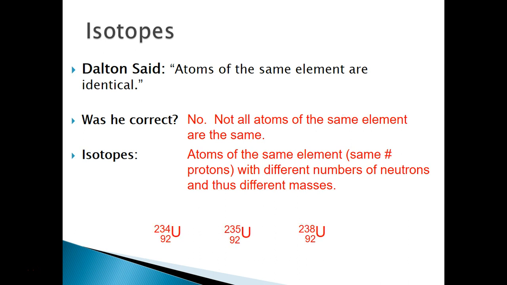So here is just an example of some isotopes of uranium. We see that they all have the symbol U for uranium. This number down here to the lower left is the atomic number, and they all have an atomic number of 92. Everything about them is the same except for these numbers up here, which are called the mass number. This isotope has a mass of 234, this one a mass of 235, and this one a mass of 238.